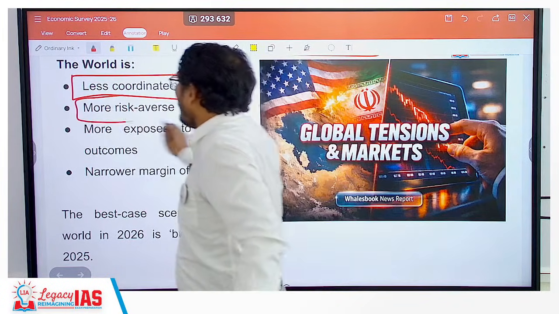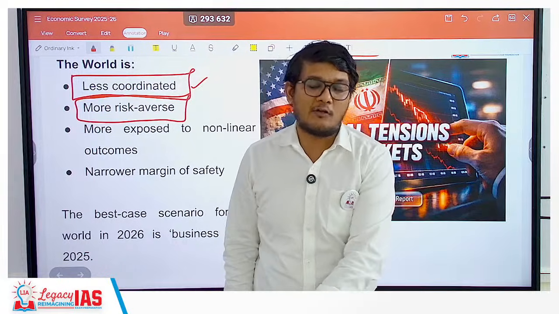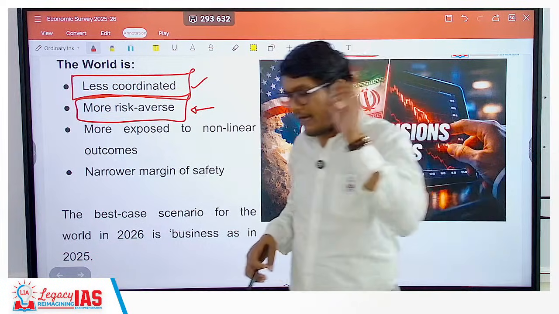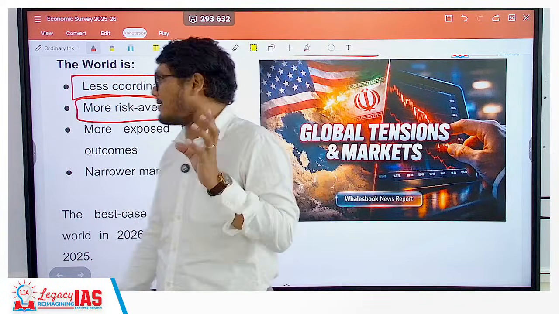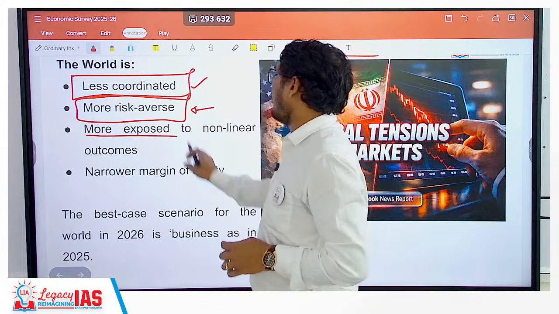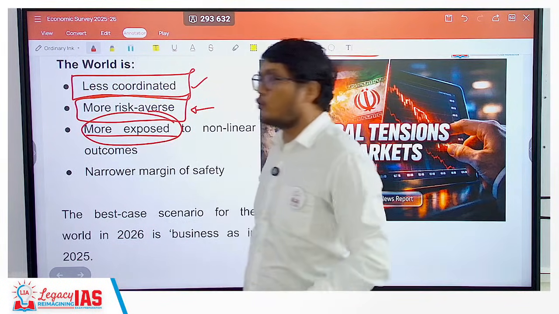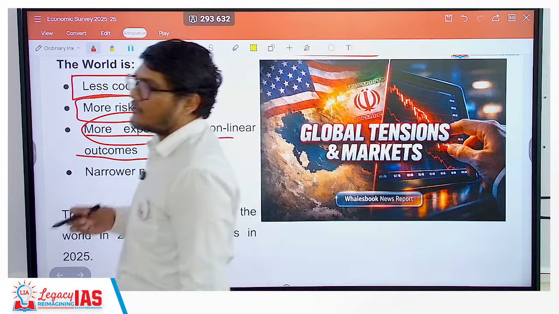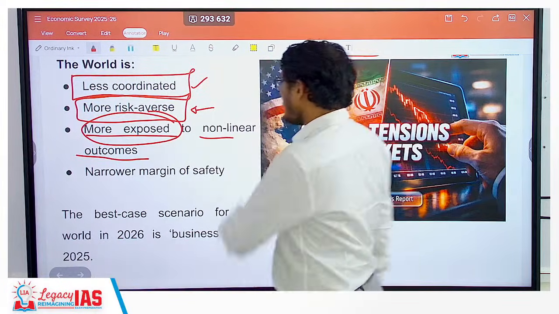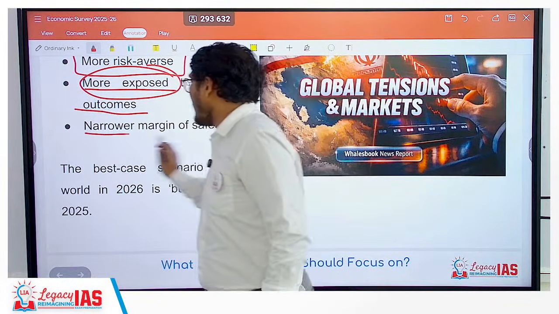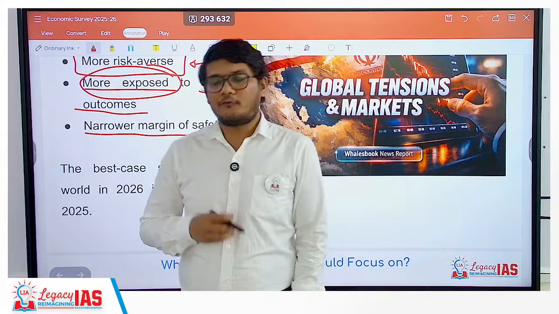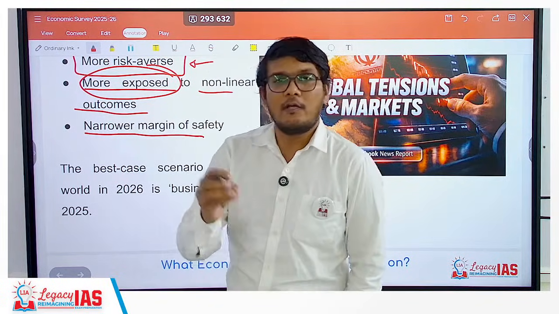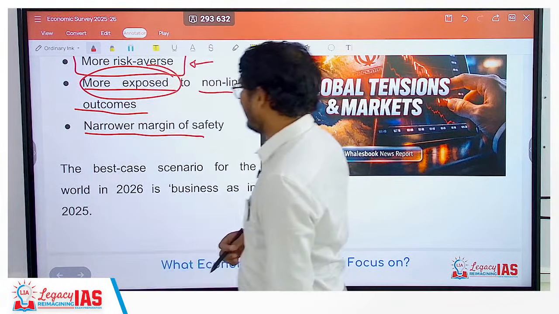Now, there is also a more risk-averse nature of the economy. Risk-averse means economies are avoiding taking any risk. They are reluctant to take any risk as such. Next, more exposed. The economies now are more exposed to non-linear outcomes. Non-linear outcomes means the outcomes which are less certain. Okay. And there is a narrower margin of safety. Narrower margin of safety means a small mistake, a small geopolitical tension can now bring down the economy as such.